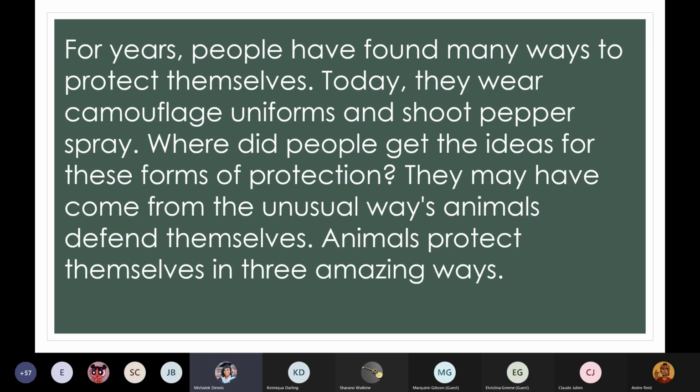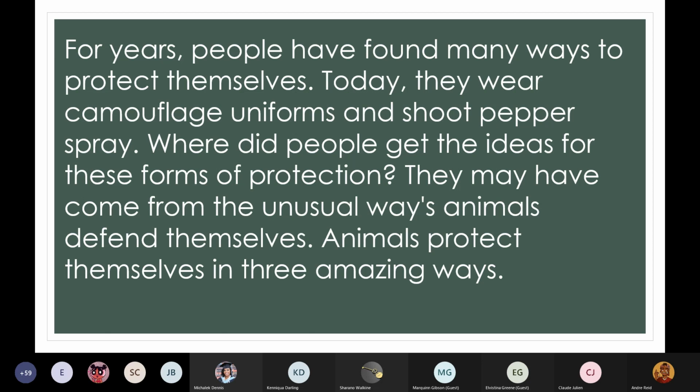What do you think the topic sentence is, students? Oh, wow. You guys really don't know? I think they're reading it carefully. Christelle says people have found many ways to protect themselves. That's my student there, Christelle. All right. Alexander says ways people protect themselves.